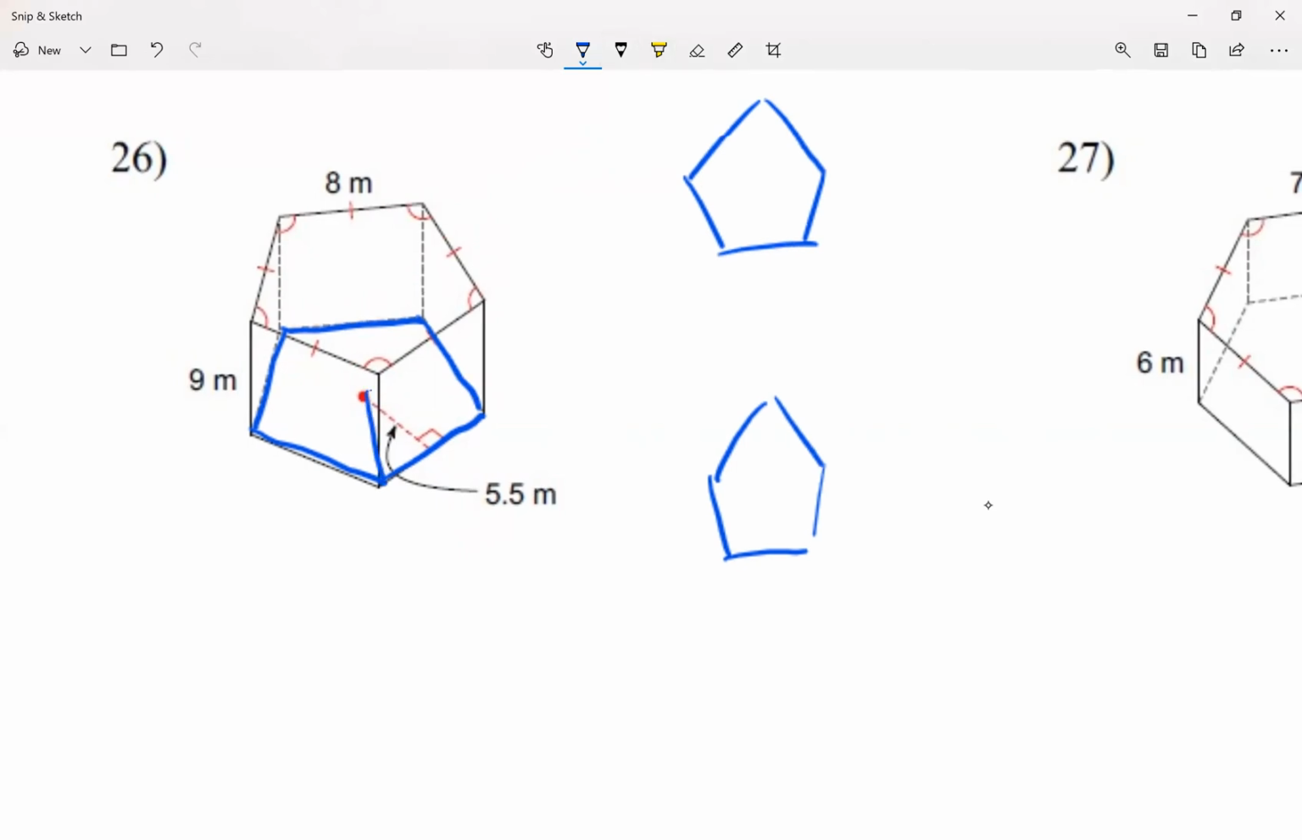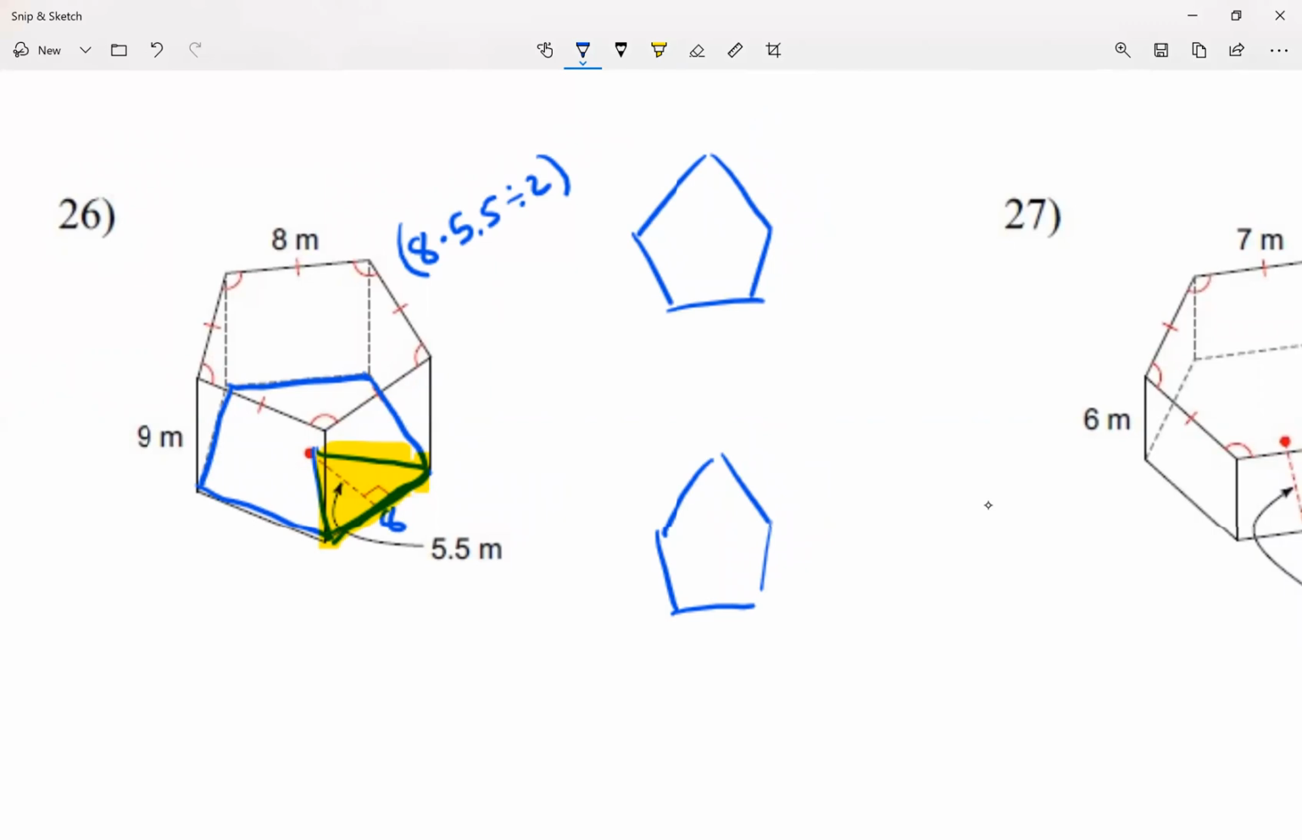I'm gonna identify a triangle. Each measurement outside is 8. Now that triangle, let me highlight this triangle. For me to get the area of that triangle, I will go 8 times 5.5 divided by 2. Whatever I get for that triangle, I'm gonna multiply this by 5. There are 5 sides of my polygon, so by 5. So I'm gonna go 8 times 5.5 divided by 2 times 5. That gives me 110.